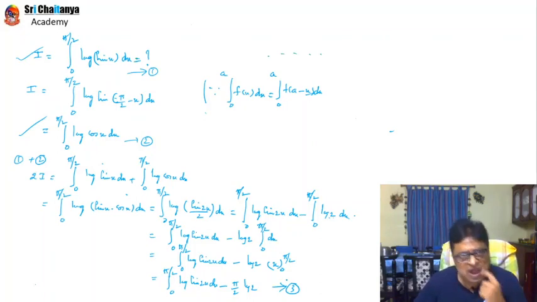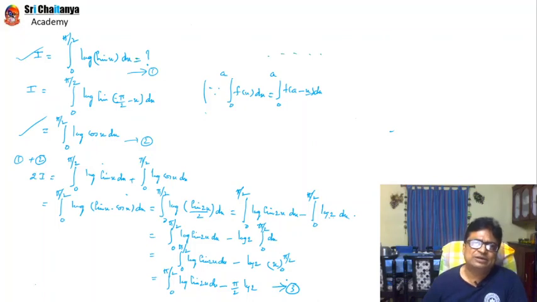See my friends, the integration from 0 to pi by 2 of log sin x dx is what we are going to find. If I apply the property integral 0 to a f of x dx is equal to integral 0 to a f of a minus x dx, see the beauty in the transformation of log sin x. That is nothing but integral 0 to pi by 2 log cos x dx. So here we understood that the integration from 0 to pi by 2 of log sin x and of log cos x dx are both the same.